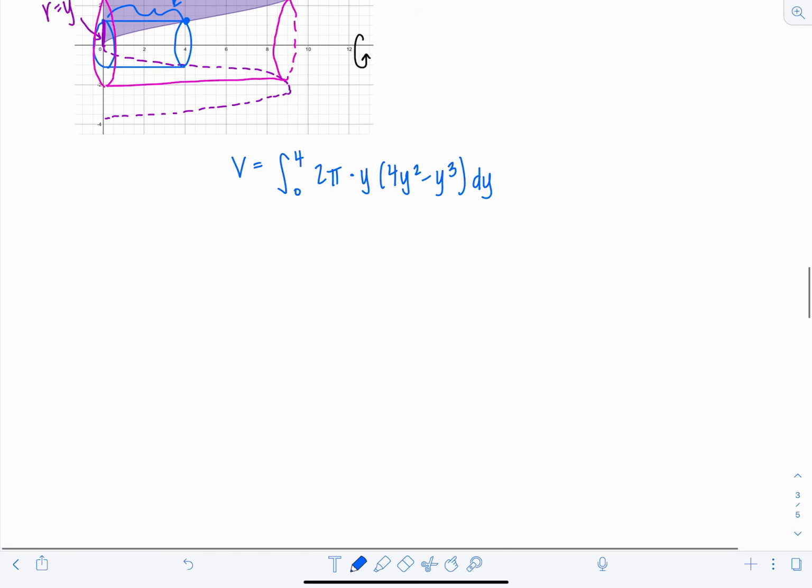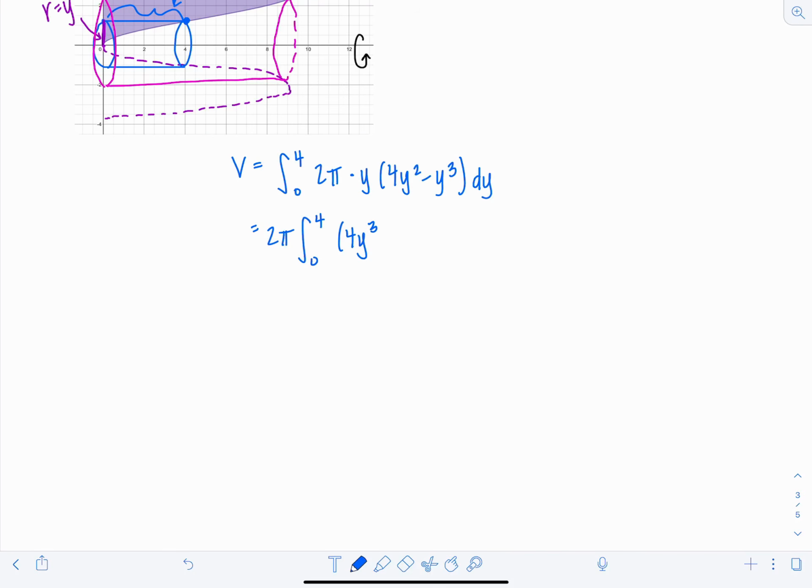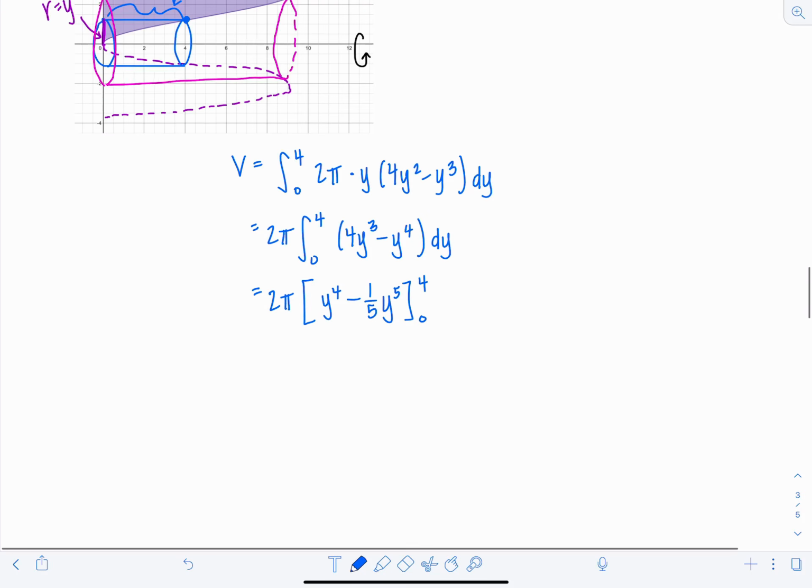All right, now let's anti-differentiate. So we have 2 pi, 0 to 4. This is going to give me 4y cubed minus y to the 4th dy. And then I'll leave the 2 pi out here. Antiderivative of 4y cubed is y to the 4th. Then I'm going to have minus 1/5 y to the 5th from 0 to 4.